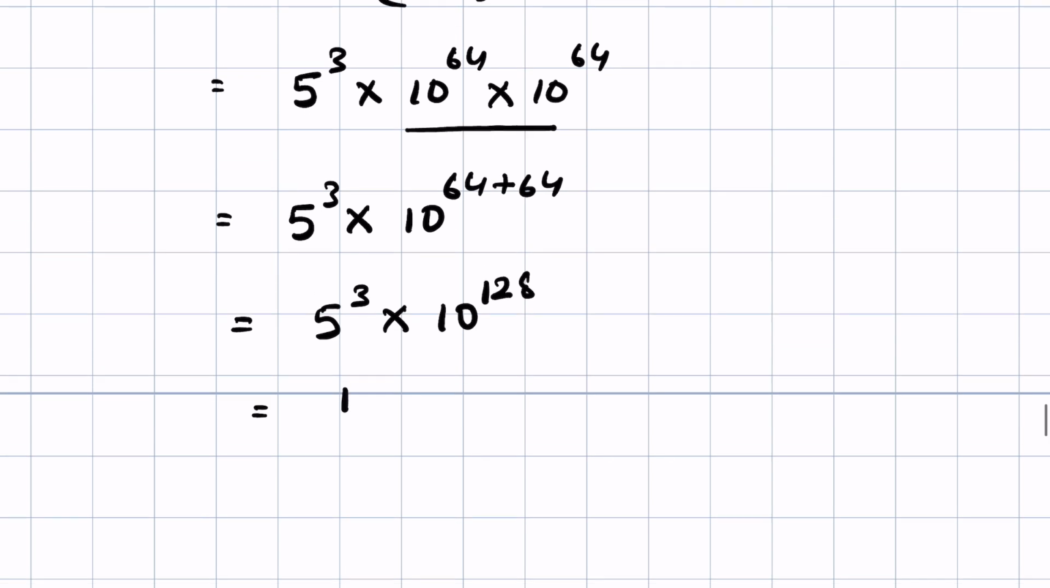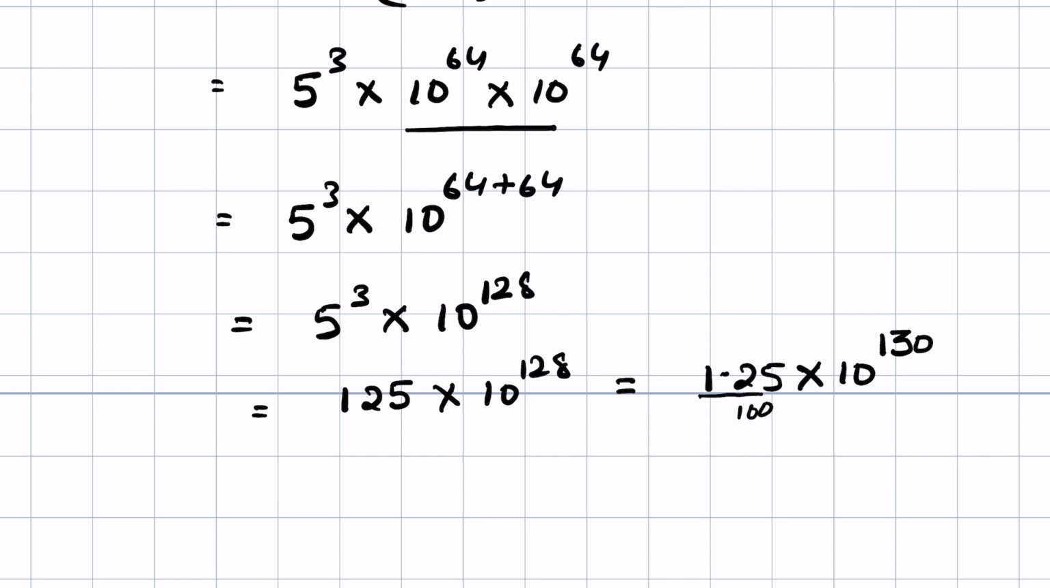And 5 raised to the power 3 is 125 times 10 raised to the power 128, and we can write it in the form of 1.25 times 10 raised to the power 130, because this 2 decimal shift will give us 2 zeros that we will subtract here, and then that will come in the form of 10 raised to the power 128.